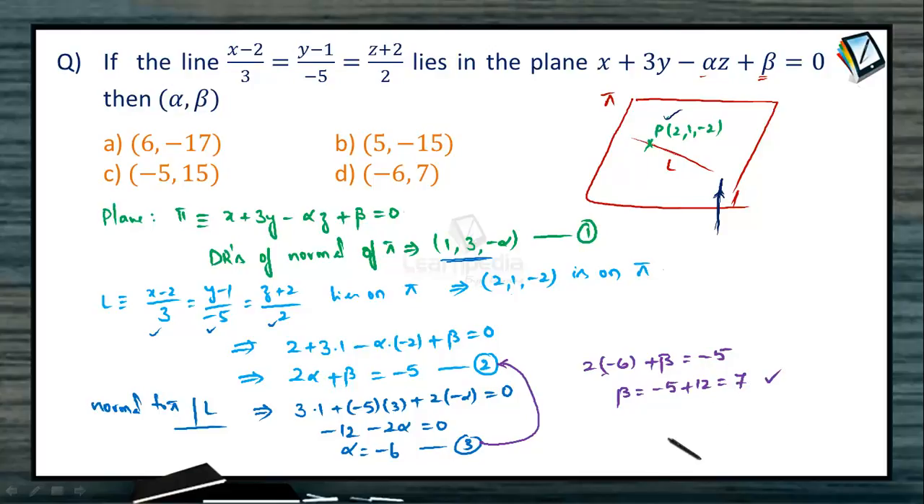So we got the value of beta and we know the value of alpha. So how will be the values of alpha and beta? Alpha being minus 6 and beta being 7. Which option is it satisfying? The option D, which says alpha and beta are the values minus 6 and 7, right?